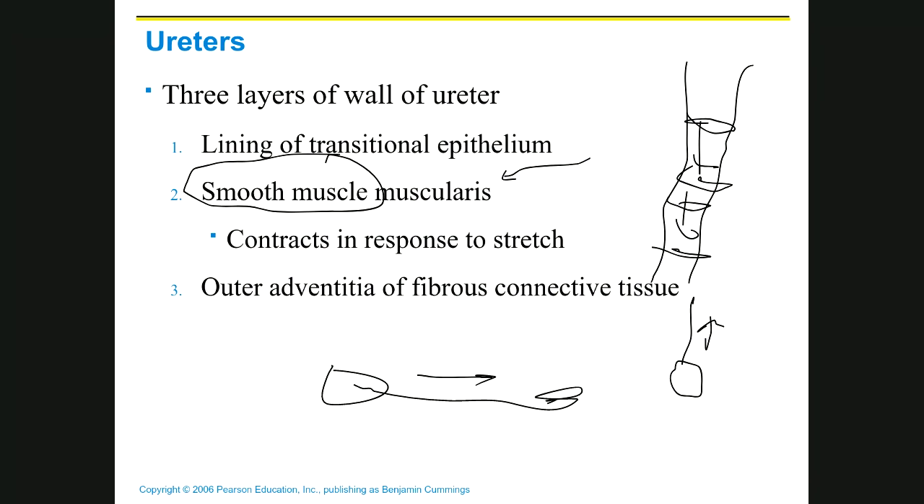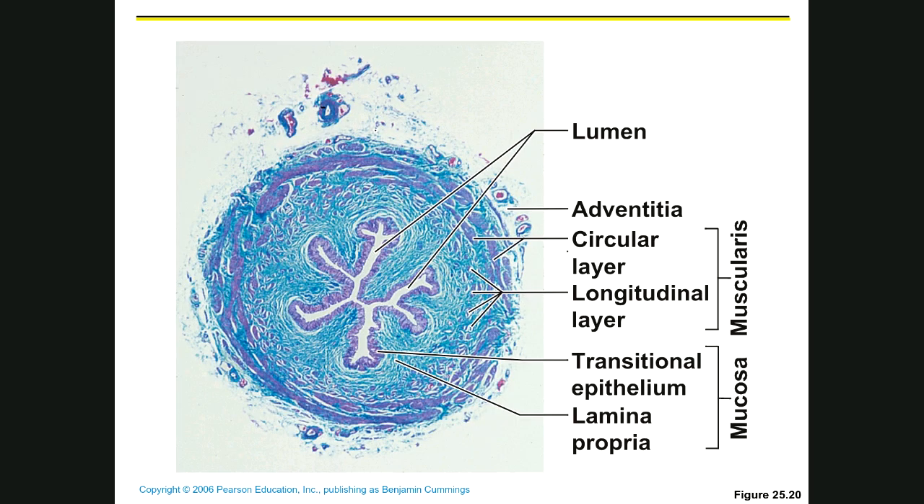And then we get to, well, here's what the ureter looks like. So see the smooth muscle? That's what that is. And don't forget we have transitional epithelium right here. We talked about that back in A&P1.